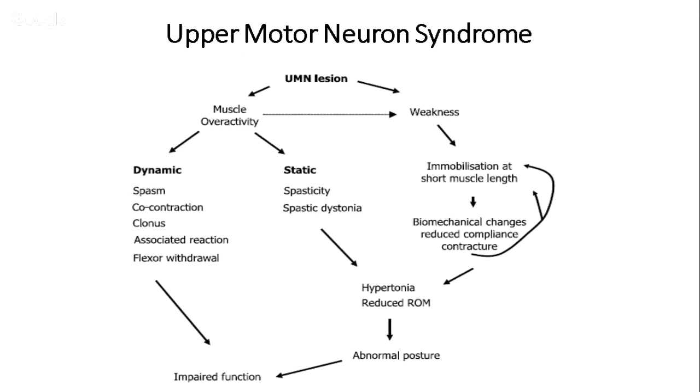A quick summary here: upper motor neuron lesions can cause both muscle overactivity as well as weakness. First of all, because your corticospinal as well as extrapyramidal fibers are involved, this can cause immobilization, biomechanical changes, and that can reduce ROM and cause abnormal posture and hence impaired function.